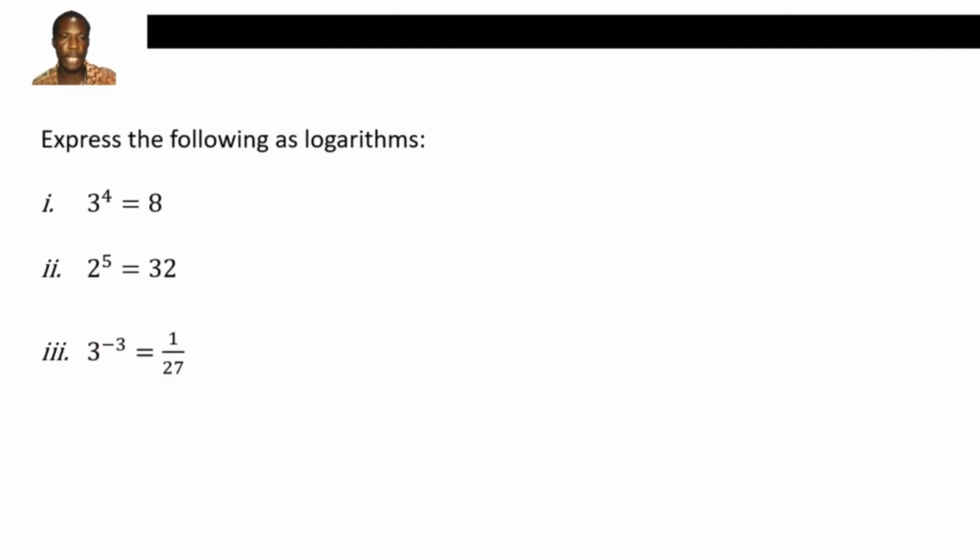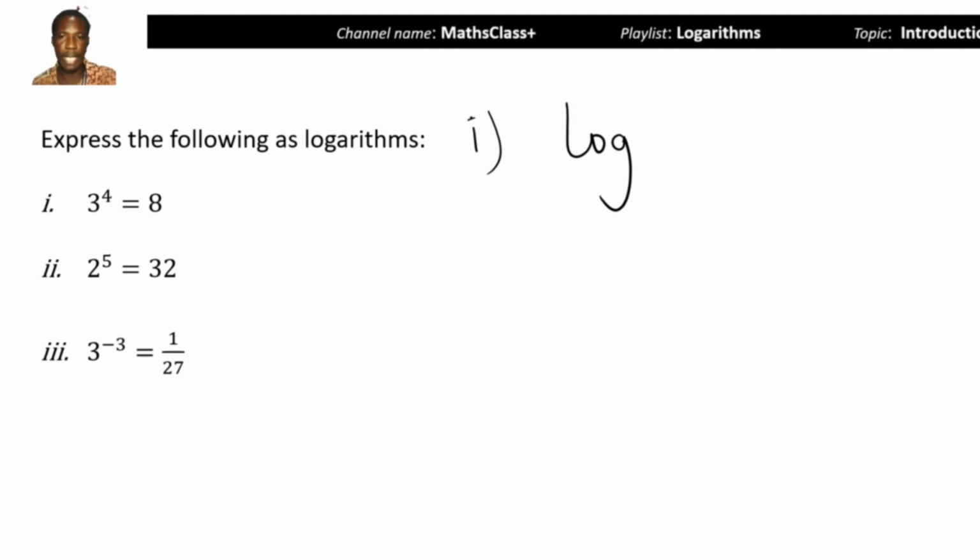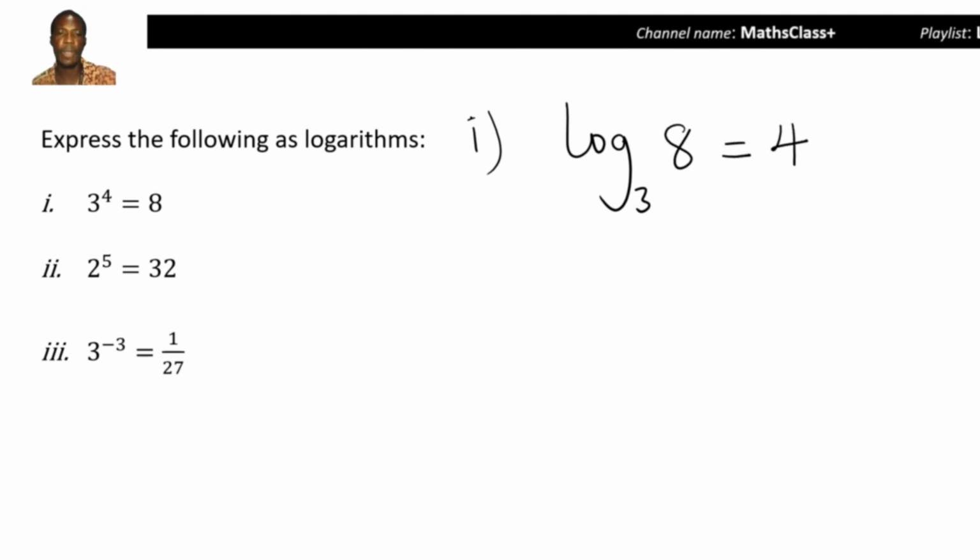In this example, we have to express each of the equations given in logarithm. So I have 3 to the power 4 is equal to 81. What I'm going to do is I have log, and as we said, the base number is what? 3. And the value is what? 81. So the exponent will be 4. So this is how we express indices in the form of logarithm.